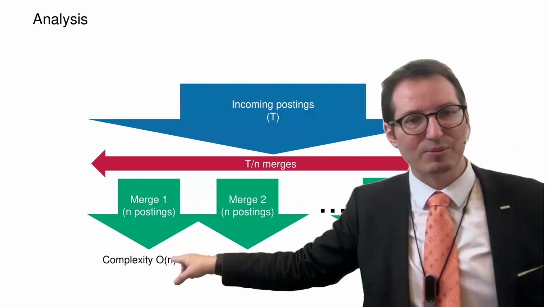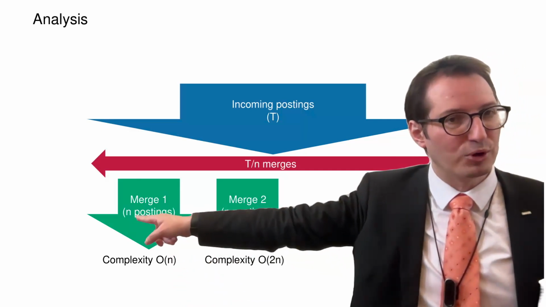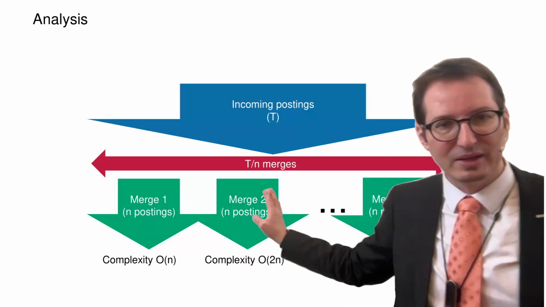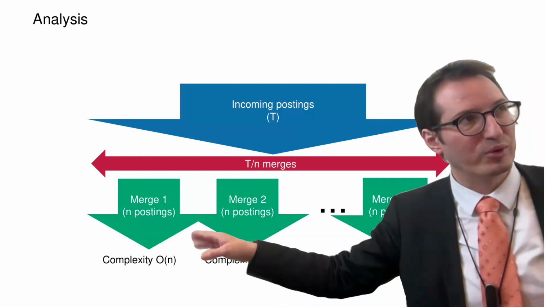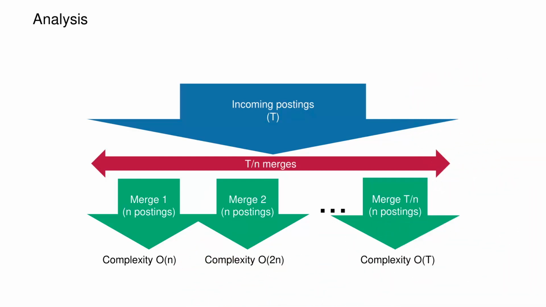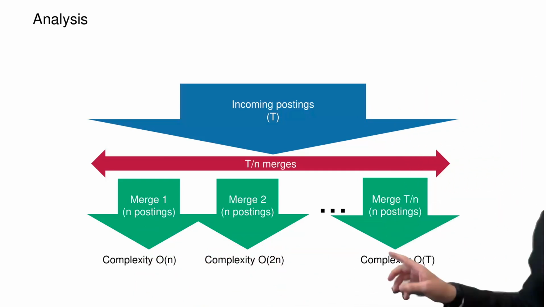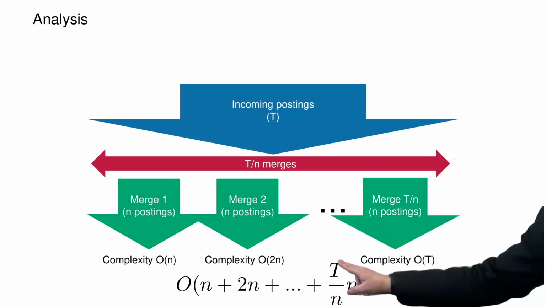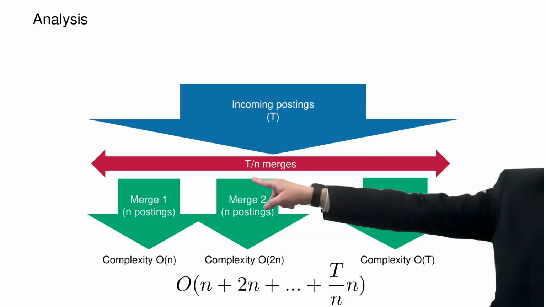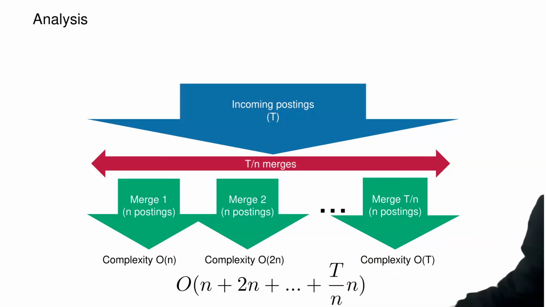And so the complexity for that merge, you remember, is linear. When we merge, it's the second part of the merge sort. So if I have to merge n postings, the complexity is O of n. Then I have O of 2n, and so on up to O of T, again because we append to the postings list. The overall complexity is the sum of all of that: n plus 2n plus all the way to T. If you write it down, it's O of n plus 2n plus and so on, since there are T over n merges, so you count from 1 to T over n, times n, and that gives you T.